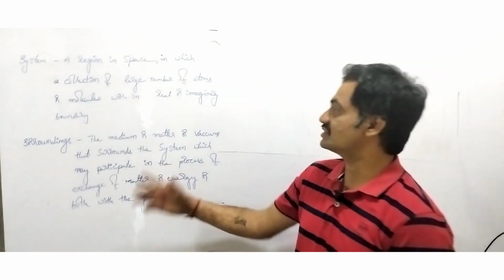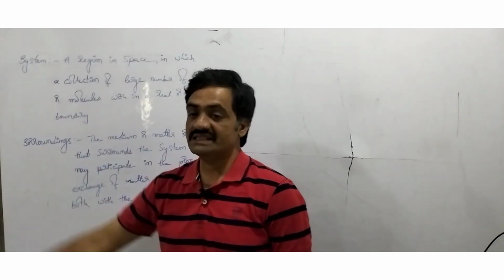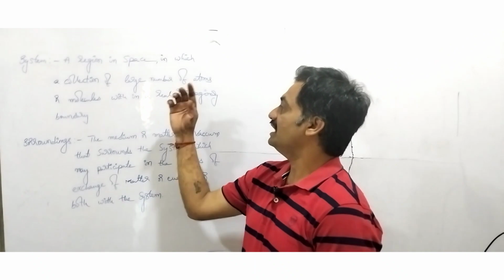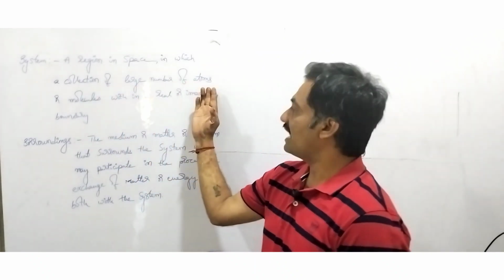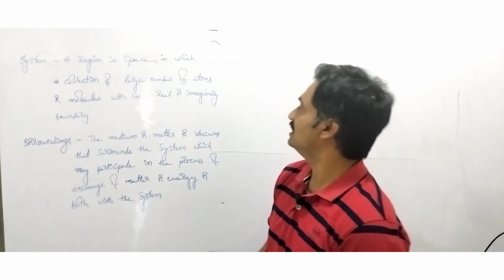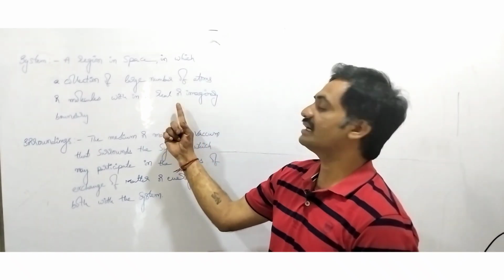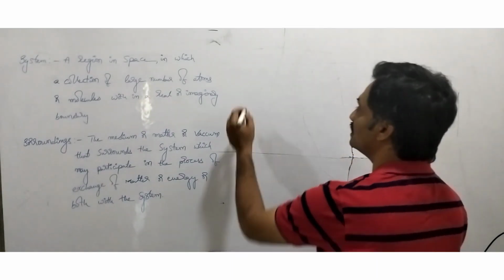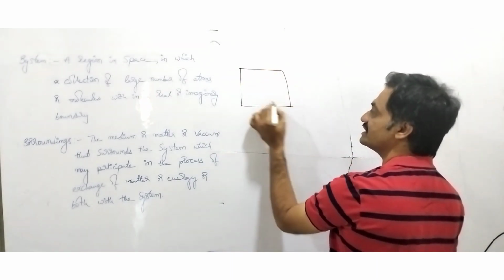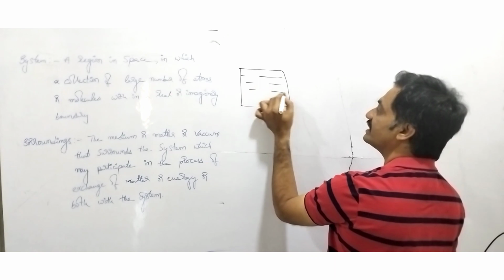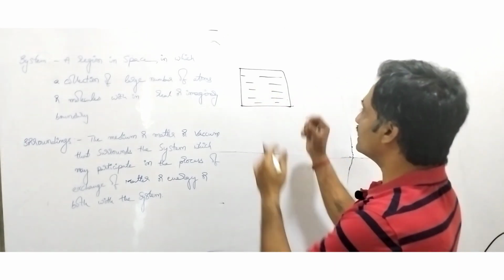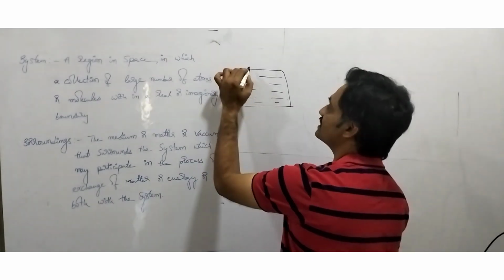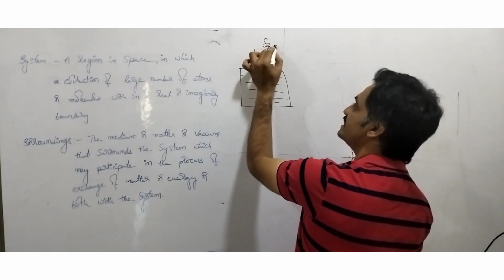So let's start this topic. A system is nothing but a region in space in which a large collection of atoms or molecules, which can be considered within a real or imaginary boundary, is known as a system. So when we consider a large number of atoms or molecules by considering a real or imaginary boundary, then we consider it as a system.